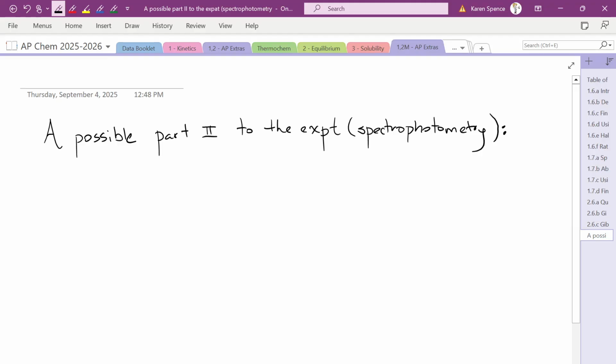Remind your partner, what was part 1? What did we do in part 1 of any spectrophotometry kind of lab experience? We find the lambda max. And what will you be changing in this part 1? You will be changing wavelength.